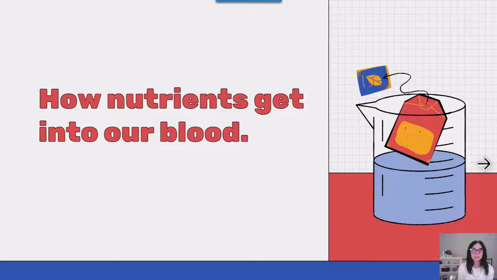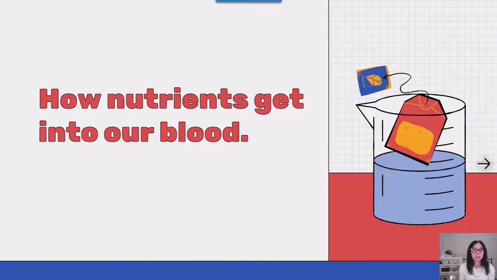So now let's transition and talk about how nutrients get into our blood. So I have a picture here of a tea bag and a beaker with some water. And if you've ever made tea before, you know that inside the tea bag, once it starts to get into the water, then the water turns into tea. Well, none of the tea bag is still intact, so how did it turn into tea? Well, the tea, once it was brewed, had to move from the inside of the tea bag out into the rest of the water.